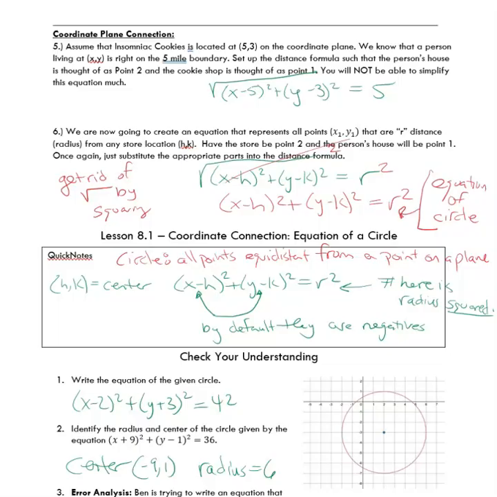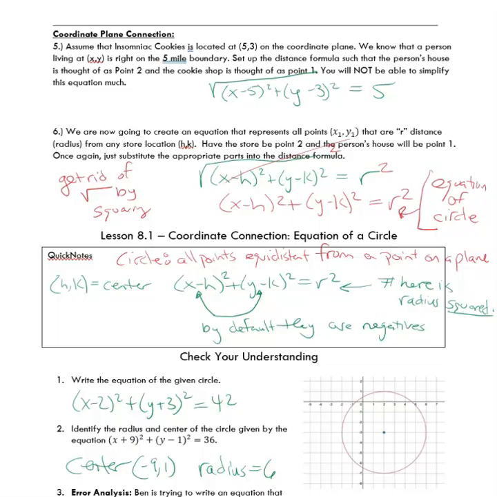Okay. Now it says we are going to create an equation that represents all points (x1, y1) that are our distance, or radius, from any store location (h, k). Have the store be point 2 and the person's house be point 1. So what we would do here is (x minus h) squared plus (y minus k) squared equals r squared, the radius squared.